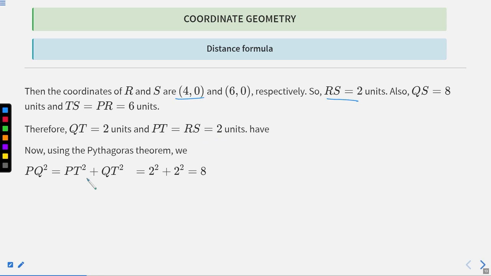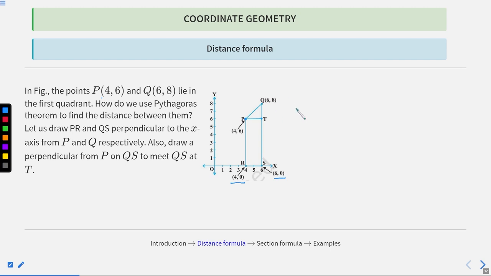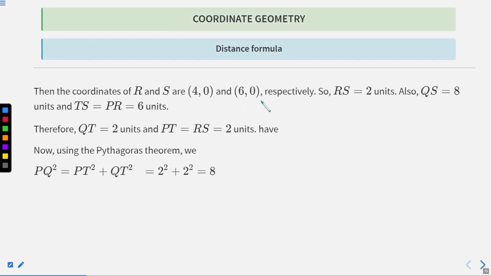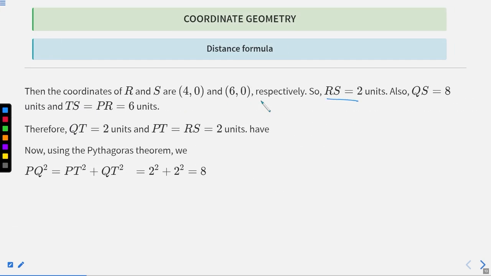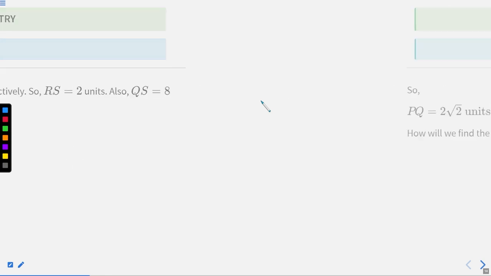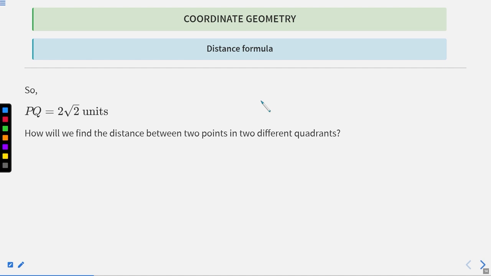Okay, so now we can use the Pythagoras theorem, and we can find PQ. We have PQ square is equal to PT square plus QT square. Okay, so here basically we use this triangle. In this triangle, PT square plus QT square is equal to PQ square. Here the value of PT is equal to 2, and the value of QT is equal to 2. So PQ square is equal to 2 square plus 2 square, that is equal to 8. And so PQ is equal to 2 times root 2 units.